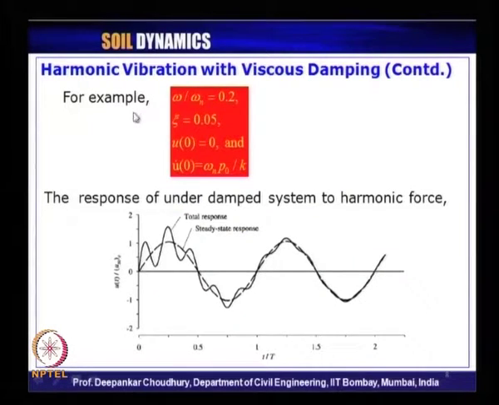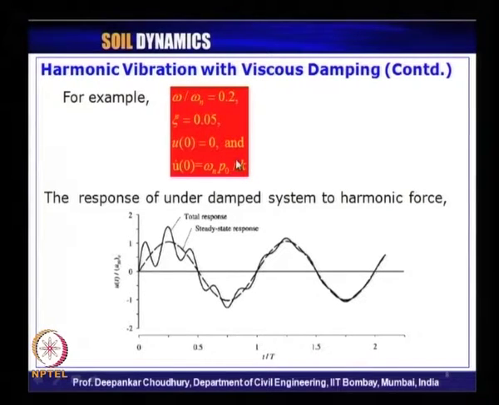One example problem has been shown here for particular values. In this case omega is the applied excitation frequency; in our symbol we have used lambda. So this is lambda and this omega n is the natural frequency. The exciting frequency to natural frequency ratio is taken as 0.2, the damping ratio eta is 0.05, the initial displacement is 0 and the initial velocity is given by this expression.